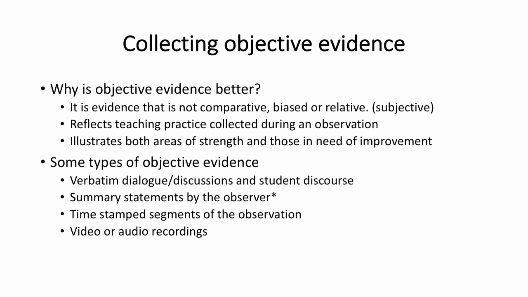Some types of objective evidence include verbatim dialogue, discussions and student discourse. It is good to write down exactly what you hear said by both teachers and students. Other types of objective evidence include summary statements by the observer. I always say keep it on the evidence. Also, time-stamped segments of the observation, like how long an element of the lesson took place from start to finish. Other types of objective evidence could include video or audio recordings that are collected by the observer or the evaluator.